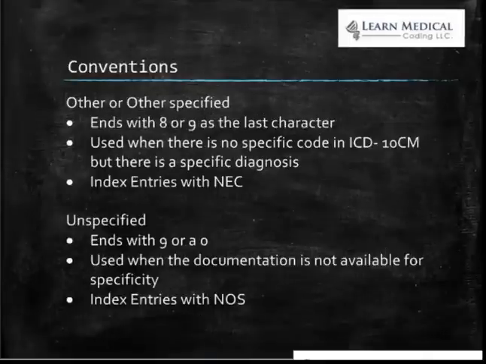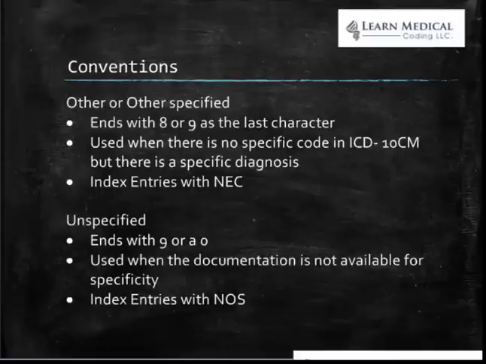Other or other specified codes. These codes are also known as your NEC codes that we spoke about a little earlier. These codes end with the number 8 or 9 as the last character. Again, these codes are used when the physician is specific with the diagnosis, but the ICD-10-CM book does not have a specific code for that diagnosis. And these codes are highlighted in gray in your tabular list.